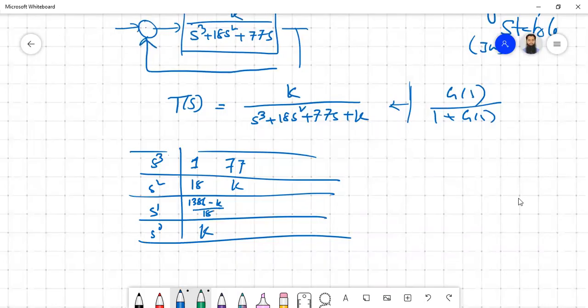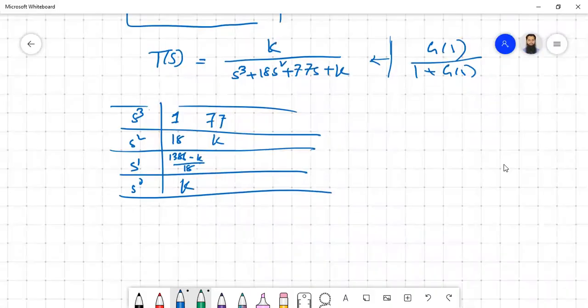So basically for the stable system, all the column has to be positive. So the condition for the stability is that 1386 minus k has to be greater than 0. What does it mean? The value of k has to be lesser than 1386. Okay, so this is the condition. Also, from the last one, k value also has to be greater than 0. Otherwise, the last one will be 0, rather than being positive. So this is your condition for a stable system.